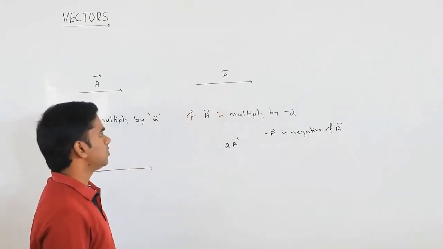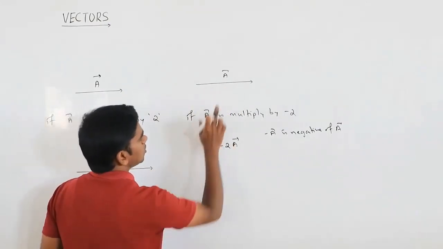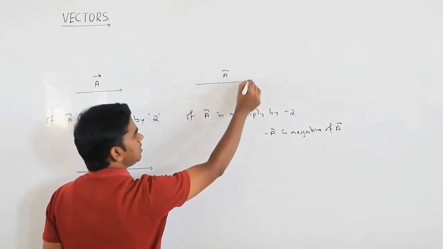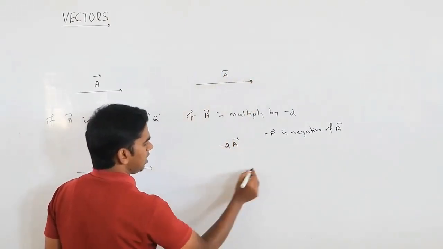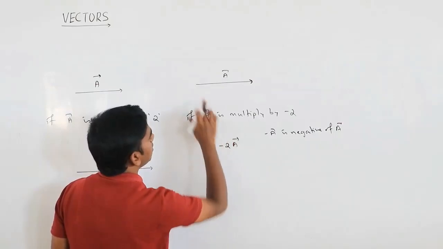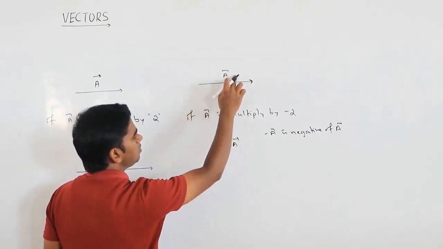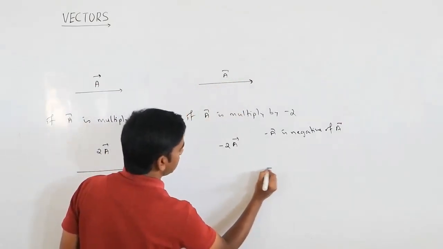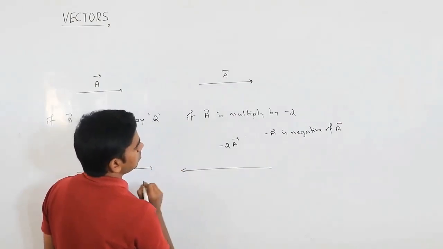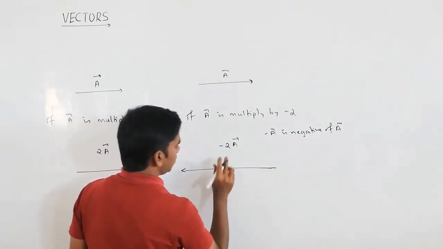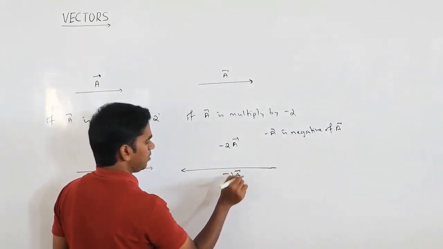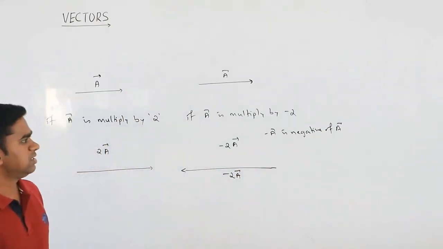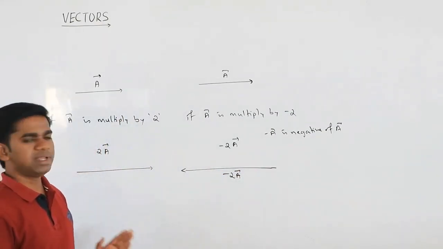So when you multiply vector a, which is in this direction, with -2, you will get a vector whose length is 2 times the original vector, but in the opposite direction. So this is going to be 2a, and this is -2a. It is nothing but a simple multiplication.